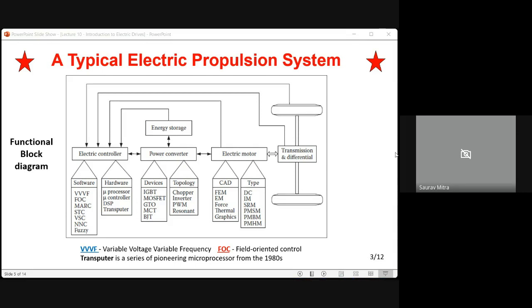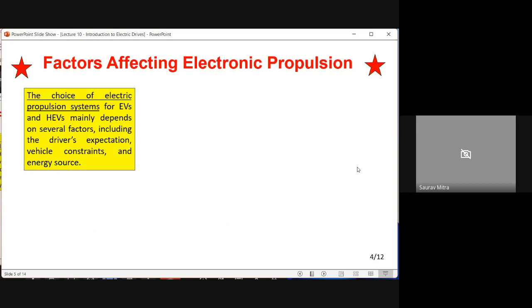On the next slide, we are going to see what are called the factors affecting electric propulsion. Very important slide. The choice of electric propulsion system for EVs and HEVs mainly depends on several factors. 3 very important factors are explained here. So I can ask you a short question. There are 5 or 6 different boxes I'm going to show you in this slide, and you have to remember each box. So what is the first box? What are the factors for choosing a propulsion system?